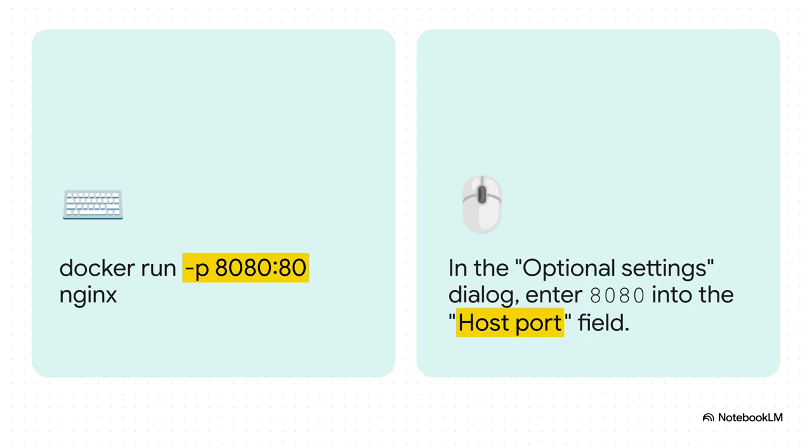All right, next up, we need to actually connect to our web server. By default, containers are totally isolated. Think of them as a sealed room. The -p flag for publish is how we open a door. We're telling Docker, hey, connect port 8080 on my computer to port 80 inside the container. In the desktop app, it's literally just filling in a box.